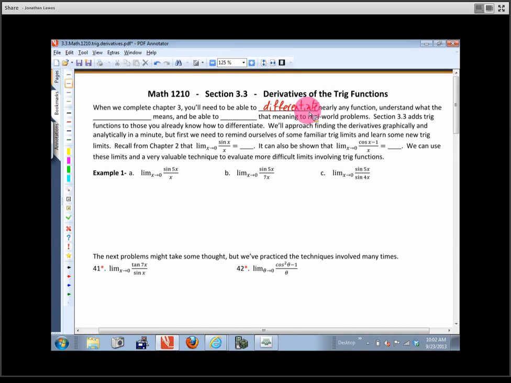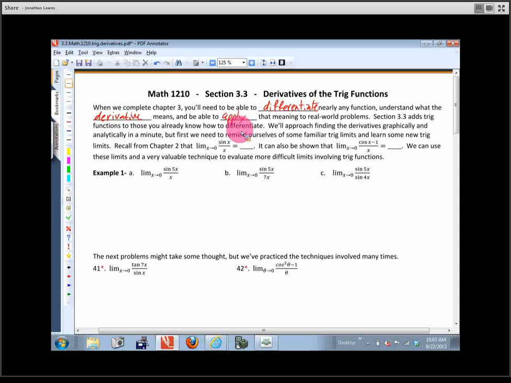We'll also need to understand what the derivative means. Okay, in other words, what's its interpretation? And we'll need to be able to apply that meaning to real-world problems.